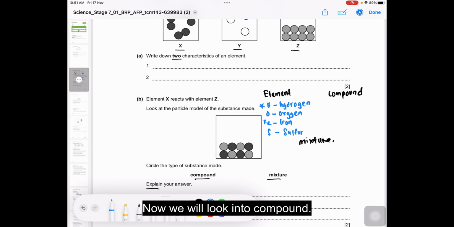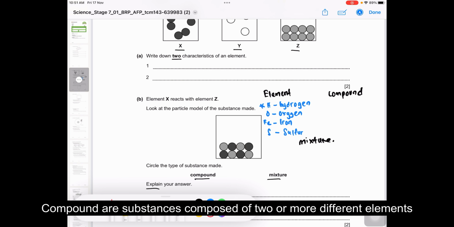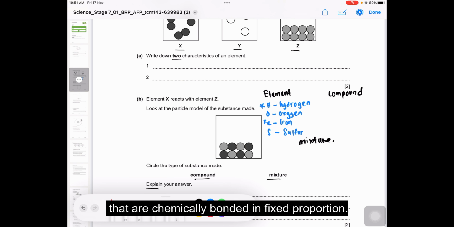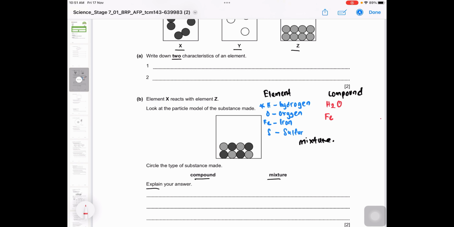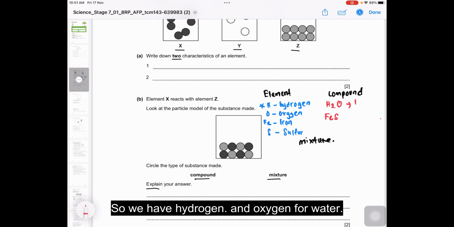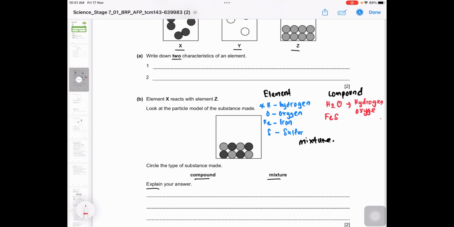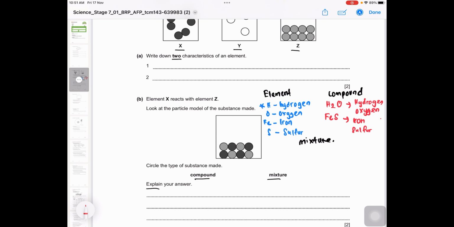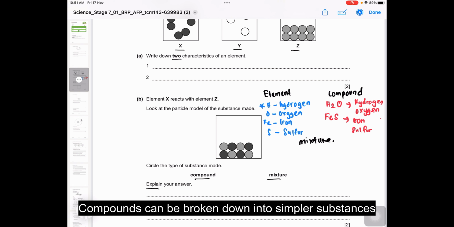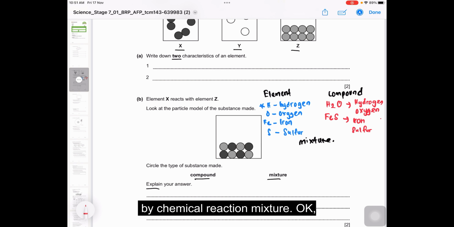Now we will look into compound. Compounds are substances composed of two or more different elements that are chemically bonded in fixed proportion. Example, water or iron sulfide. So we have hydrogen and oxygen for water, iron and sulfur for iron sulfide. Compounds can be broken down into simpler substances by chemical reaction.